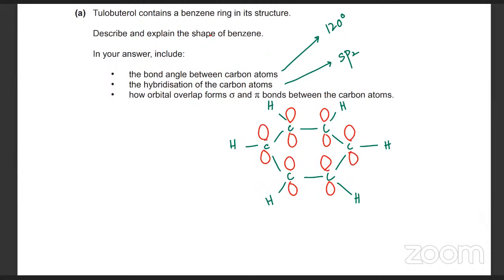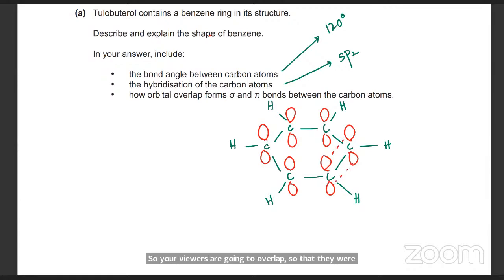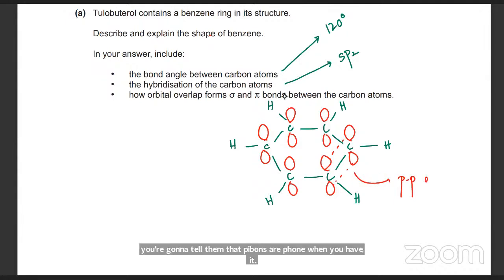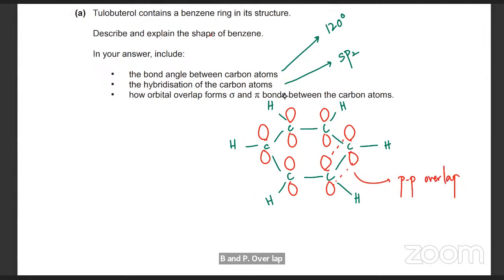So your p orbitals are going to overlap so that they're going to form pi bonds. So how do orbitals form sigma and pi bonds? You're going to tell them that pi bonds are formed when you have a p and p overlap. A p orbital of one carbon atom overlaps with a p orbital of another carbon atom. That's how pi bonds are formed.